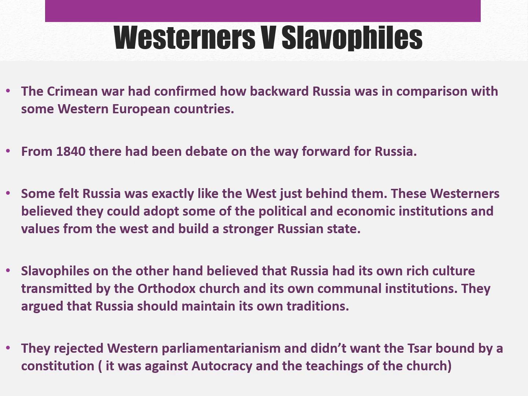The Slavophiles, on the other hand, took a different approach to this. They believed that Russia had its own rich culture, and this obviously was transmitted through the Russian Orthodox Church, and they had their own communal institutions, and they argued that Russia should maintain its own traditions and not adopt any of these Western views whatsoever. So they rejected Western parliamentarism. They don't want the Tsar bound by a constitution because it's against key point number 1 and key point number 3, the autocracy and the teachings of the Church.